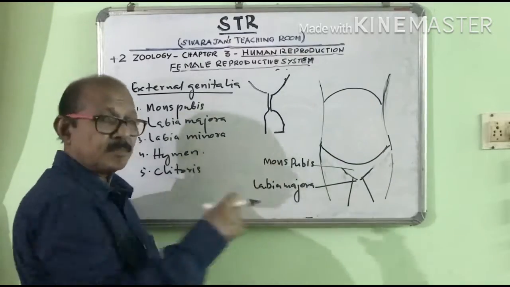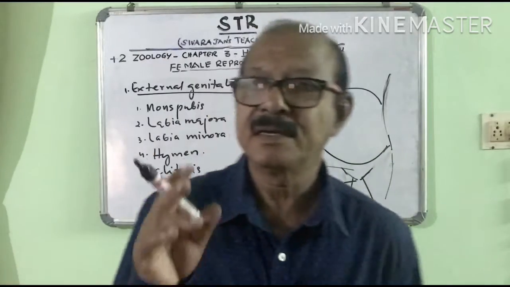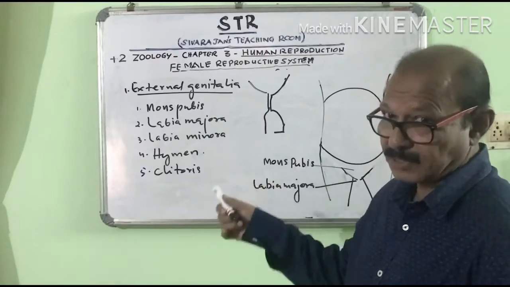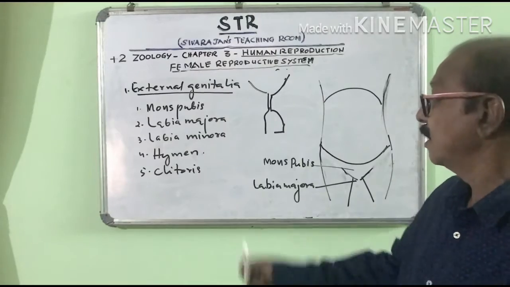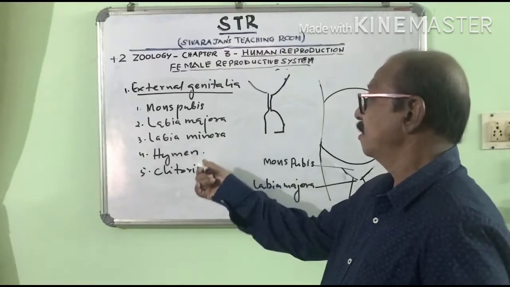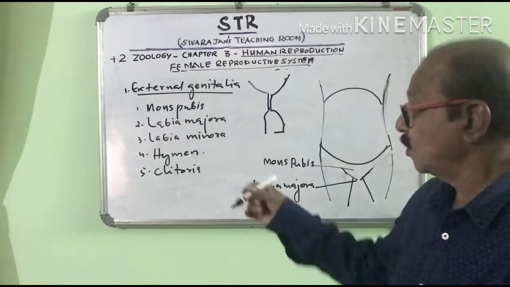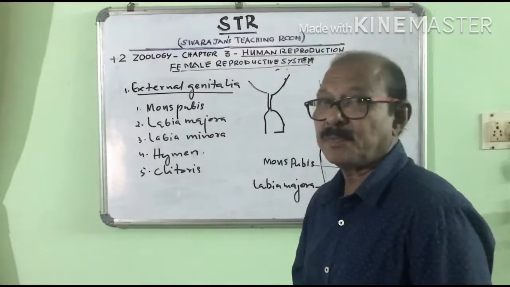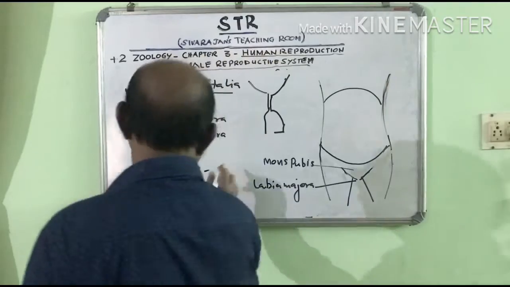So the absence or presence of hymen cannot be treated as a symbol of virginity, because in some women, even after coitus, this hymen remains and will not be removed. That also happens. So we can say that the presence or absence of hymen cannot be considered as a proof for virginity.